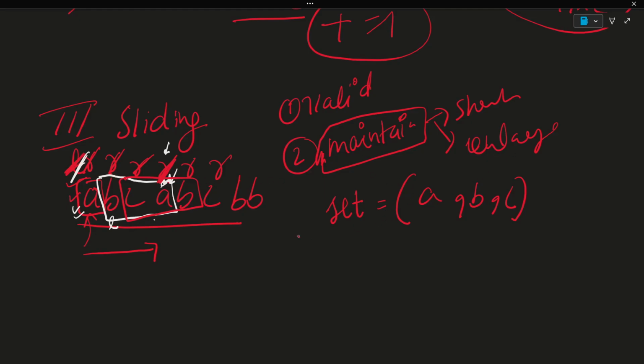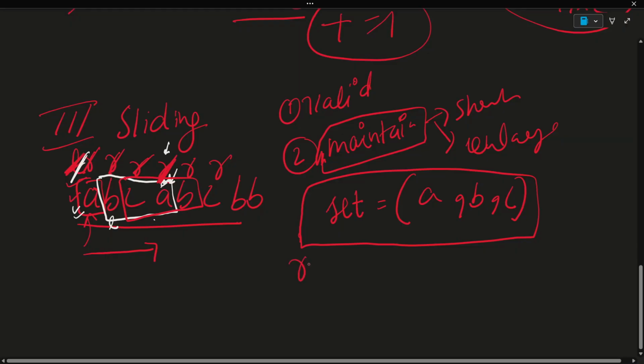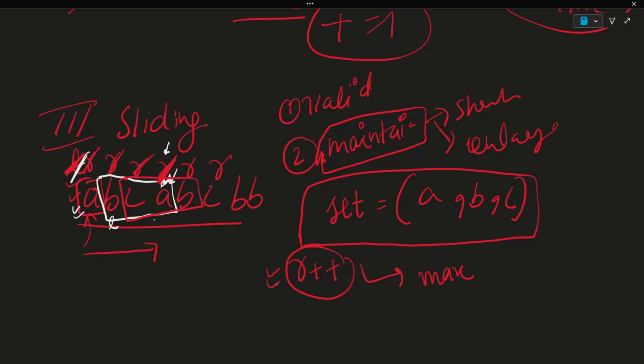Now while we are doing these things, I have to tell you that whenever we increment r plus plus, we are actually focusing on the maximum. That's why we want to focus on the rth index, because the rth index is responsible for the expansion of the window. So we'll be calculating the max length here. And if it were shrinking the window, we would be focusing on the L here.